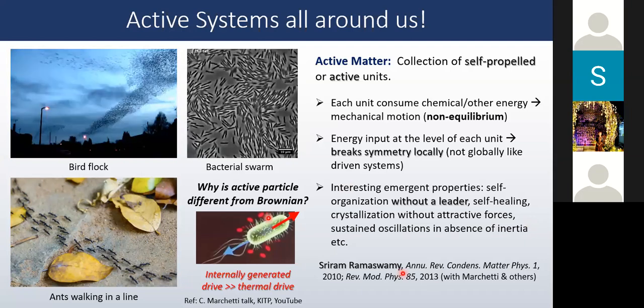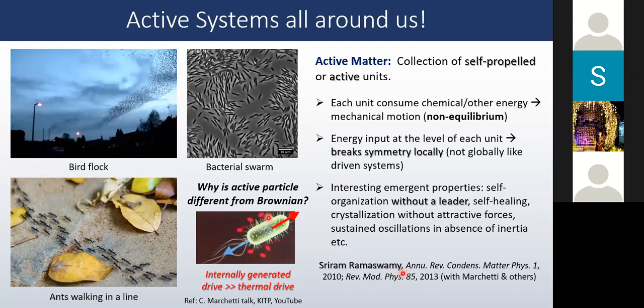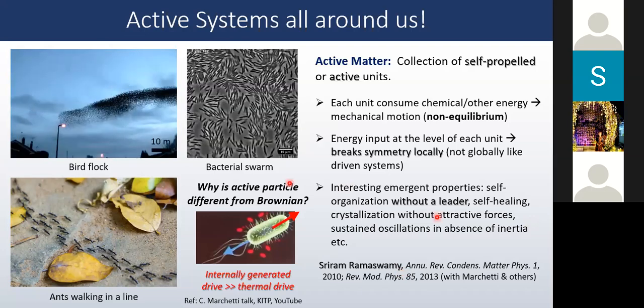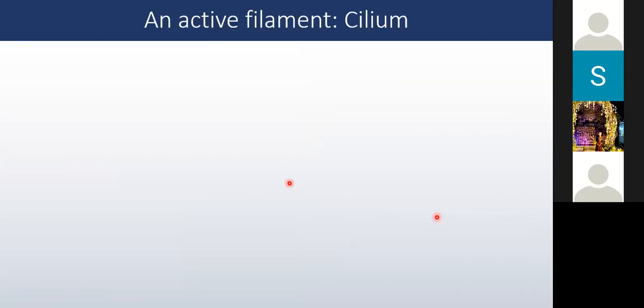And let's now move on to the system which I said I will be talking about for the rest of the talk, which is the active filament. Biologically, it has a name. It's called cilium. Don't worry about it, I'll discuss what it is. Just that a filament is something whose diameter is much, much less than the length of the system. And that's what the cilium is biologically.